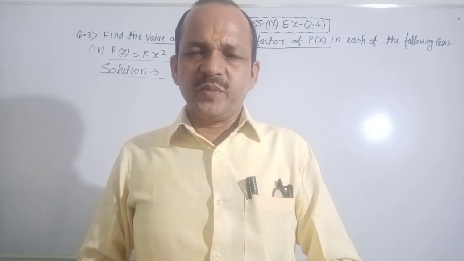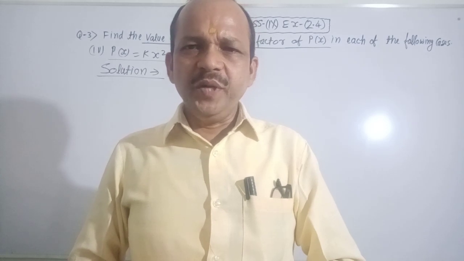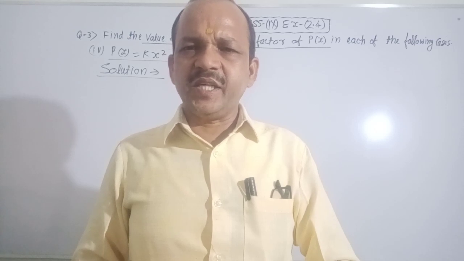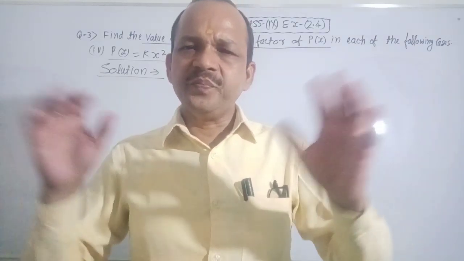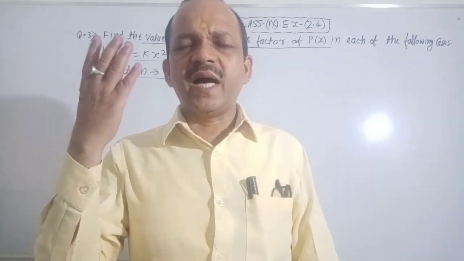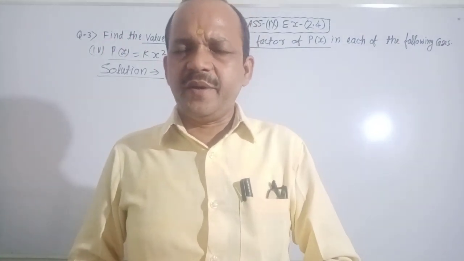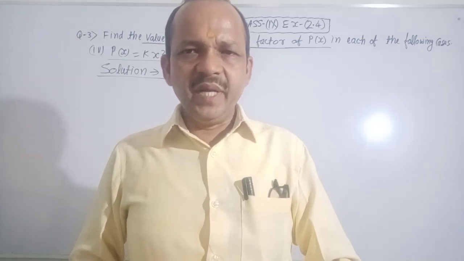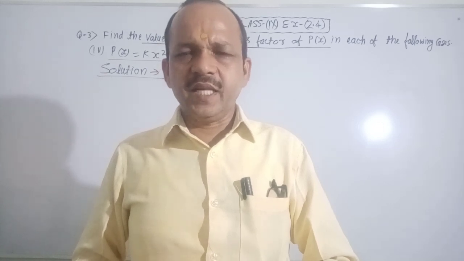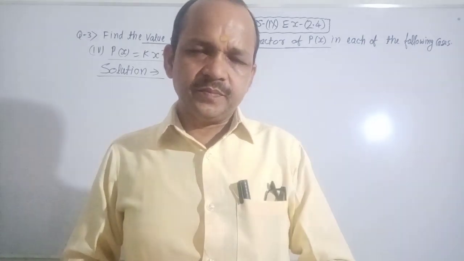Next, cubic polynomial. A polynomial having degree 3 is called cubic polynomial. Cubic polynomial has three zeros, means three answers. Its form is ax cube plus bx square plus cx plus d equal to 0. Next, biquadratic polynomial. A polynomial having degree 4 or more than 4 is called biquadratic polynomial. Biquadratic polynomial has 4 or more than 4 zeros, means it has 4 or more than 4 answers. Its form is ax power 4 plus bx cube plus cx square plus dx plus e equal to 0.